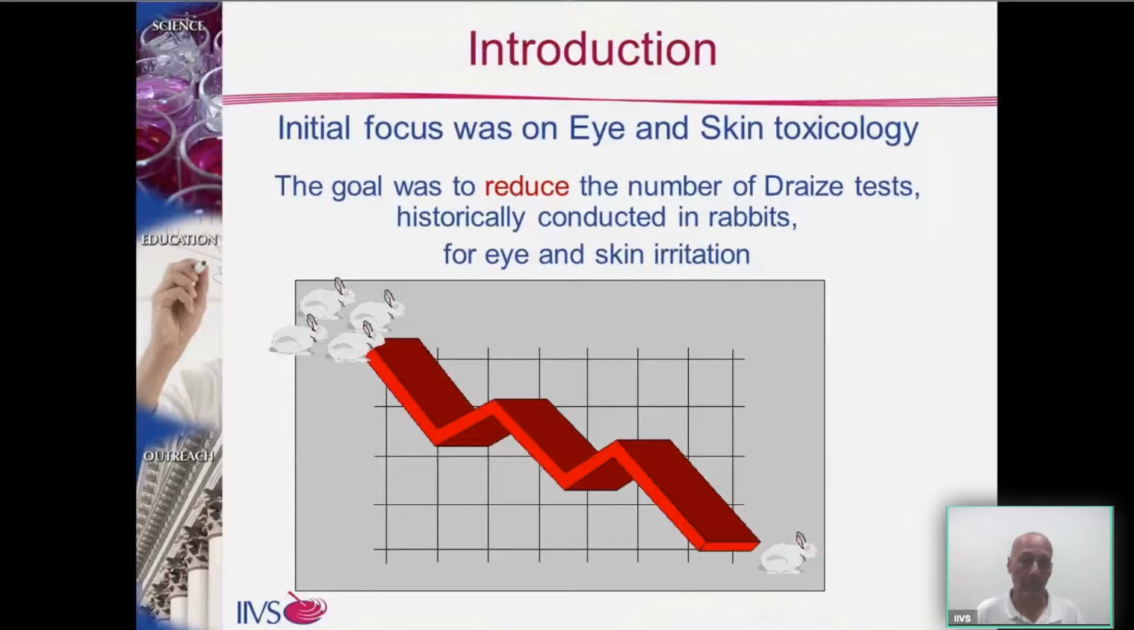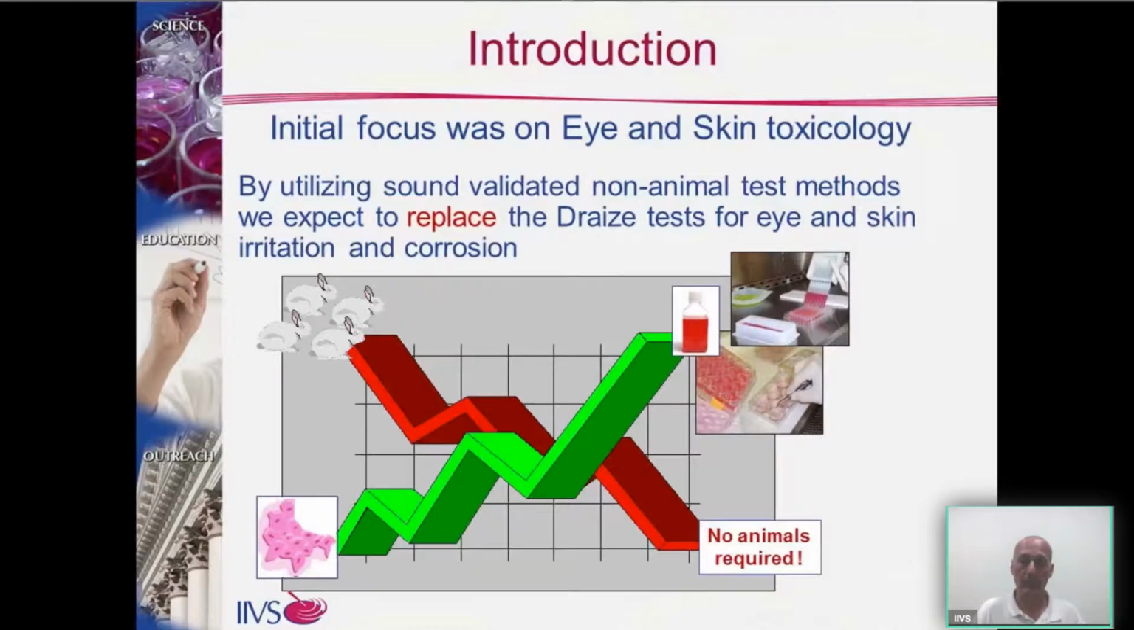And in particular, this concept was applied early on to addressing eye and skin irritation historically conducted in the Draize test in rabbits. And so the early thoughts were to reduce the number of animals used by applying in vitro test methods. The initial focus, as I mentioned, was on eye and skin toxicology, particularly for commercial personal care and cosmetics applications.